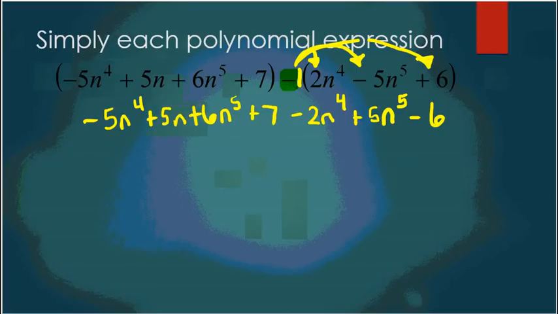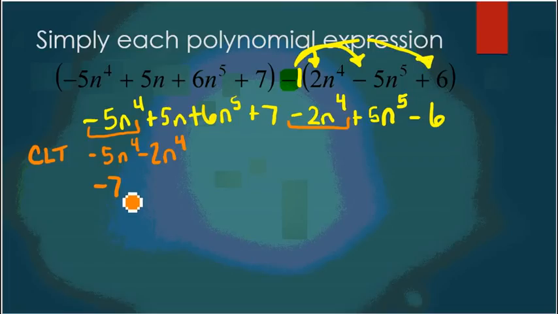All right, so now we're going to combine like terms. So negative 5n to the fourth, we're going to look for another n to the fourth. N to the fourth, and there we see it's n to the fourth. So I have negative 5n to the fourth minus 2n to the fourth. So negative 5 minus 2 is negative 7n to the fourth. Then I'm going to look for any more n terms. So are there any more n terms? Nope. So he's all by himself, so nothing to combine him with. So we just leave him alone.